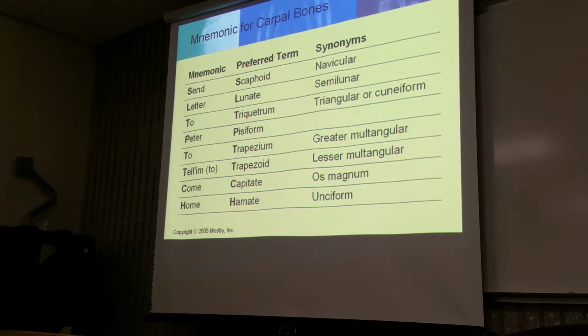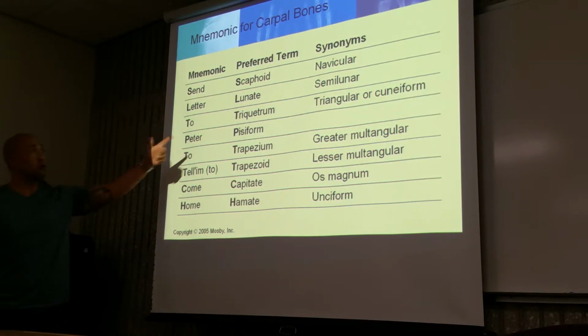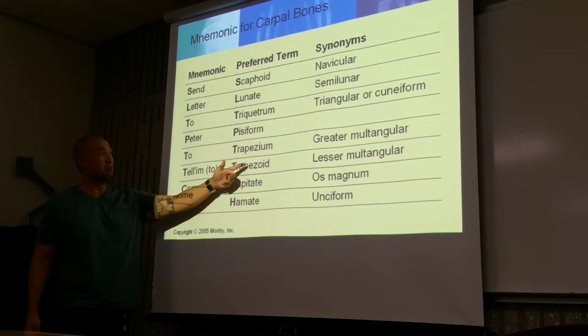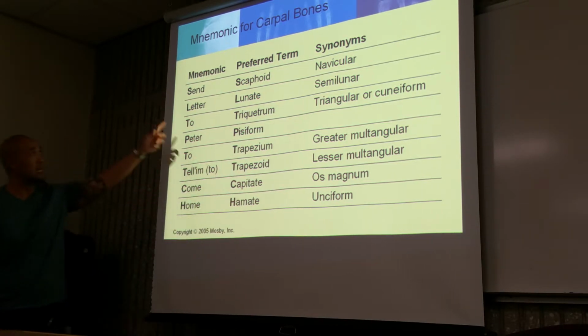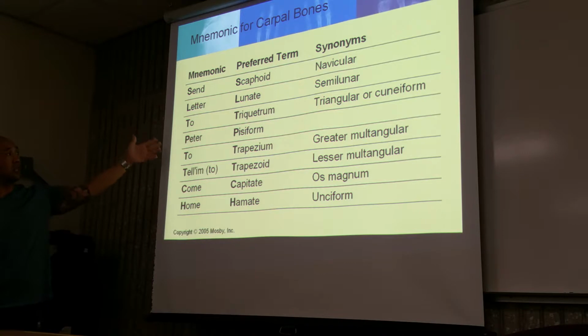So here's the mnemonic again, starting with the thumb, most proximal, is the scaphoid, lunate, triquetrum, pisiform, trapezium, trapezoid, capitate, and hamate. The most common one is send letter to Peter to tell him to come home. You guys like that? It worked.